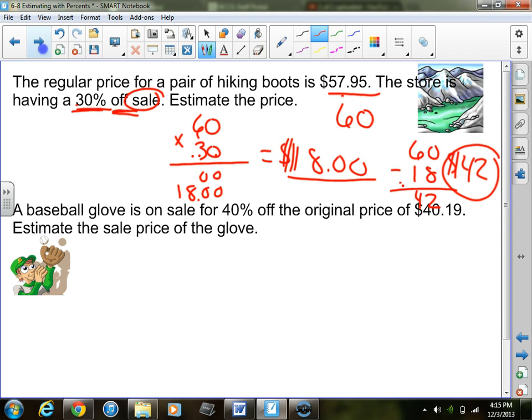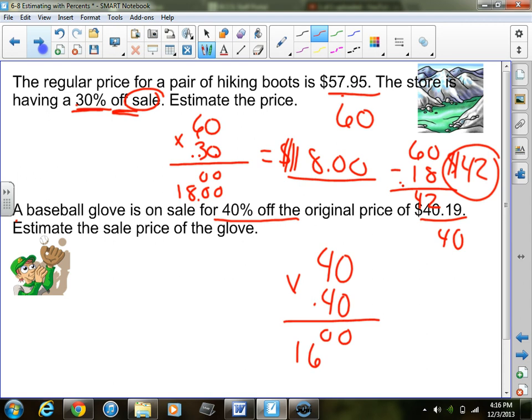Let's do one more just to make sure. The second one says, a baseball glove is on sale for 40% off the original price of $40.19. Estimate the sale price of the glove. So once again, that's a little scary number. Let's say 40. And now I know it's 40% off the original price. So first of all, I need to find 40% of 40. So 40 times 0.4. Going to multiply, 1, 2 decimal places, so there you go.